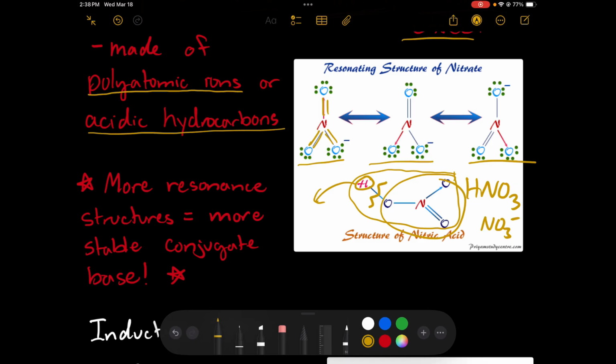More resonance structures, so more ability for any double bonds or any charge to spread out, means that your conjugate base is going to be more stable, and by extension your acid can be stronger. So that's one thing to pay attention to.